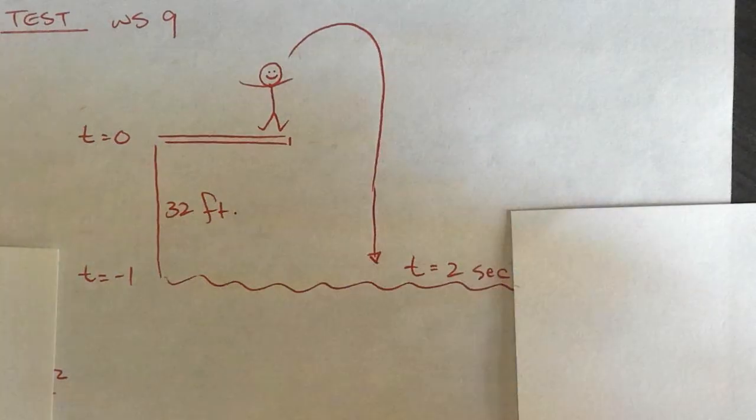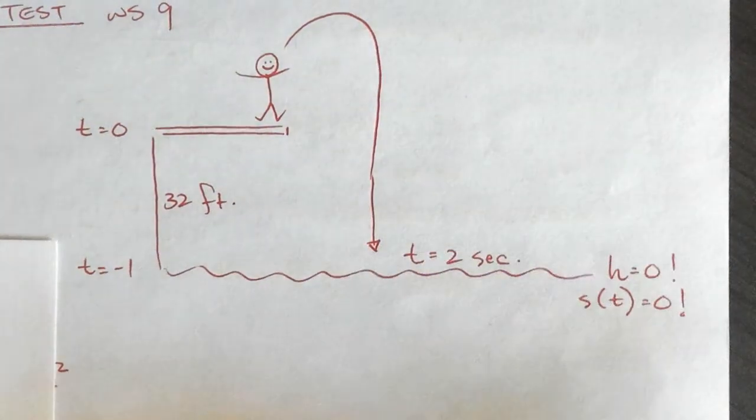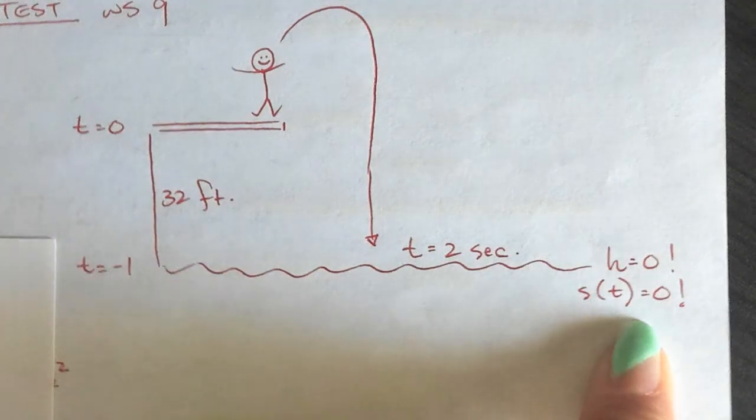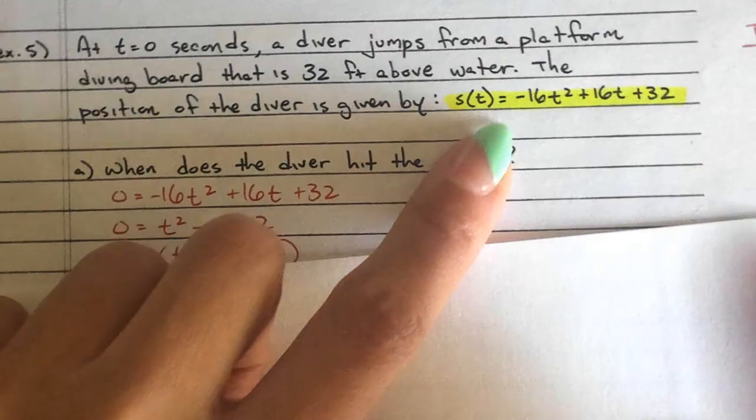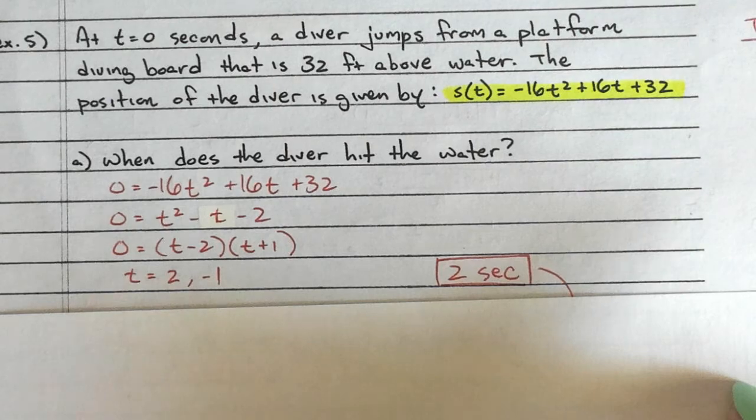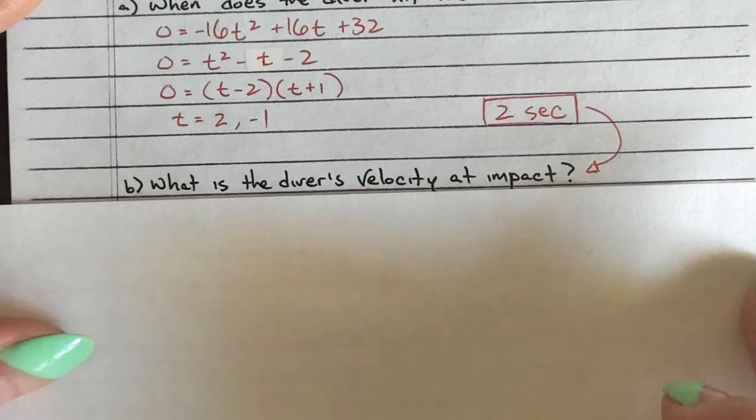Okay, so you find out so much information just from that first question. Okay, and realizing, like I said, this is height equals 0. That means S of t equals 0 because S of t stands for position. So that's the height, okay, above the water. All right, the second question.